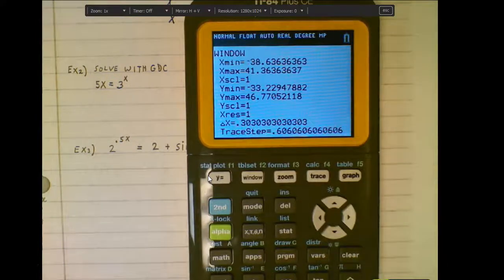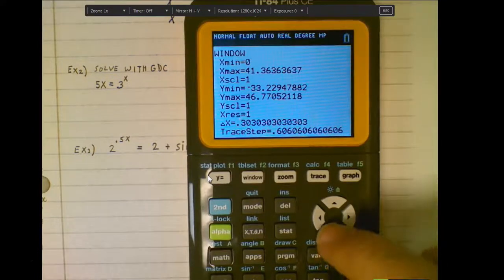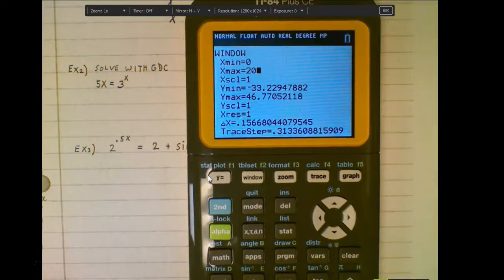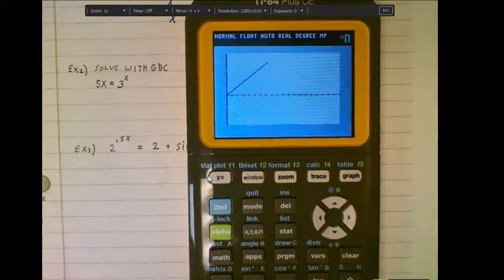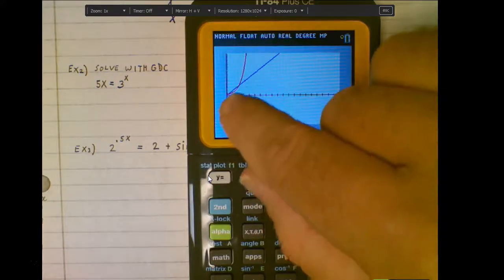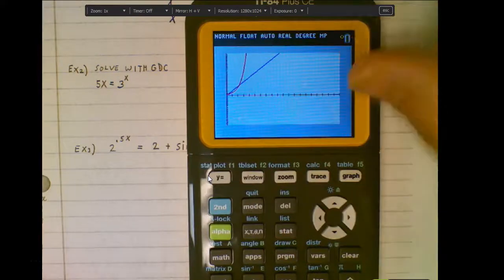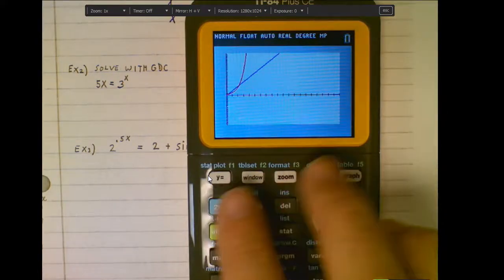Let me just adjust my window. I'm going to go from 0 to 20, and see if I can't close in on those solutions a little bit. So there's my two solutions right in there. So make sure that you always have accounted for all of your solutions.